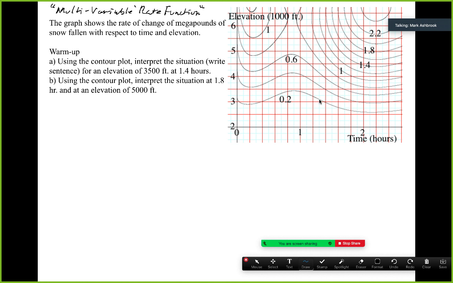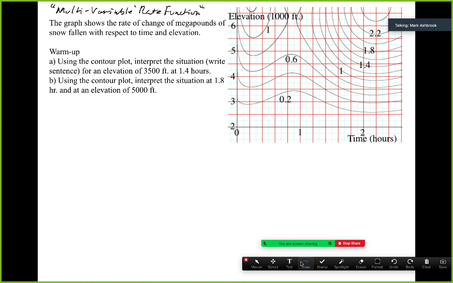And what this shows is this rate function is showing the rate of change of megapounds or million pounds of snowfall with respect to time and elevation. So far our rates of change have been like partial derivatives, where it was the rate of change of the quantity with respect to one variable or with respect to one direction in the xy plane. That was directional derivative. This is a different animal.